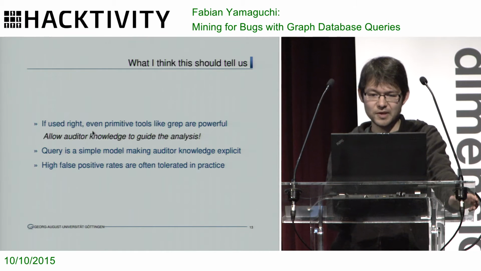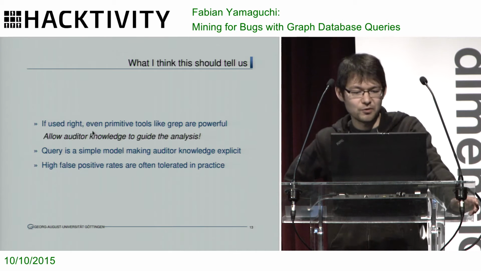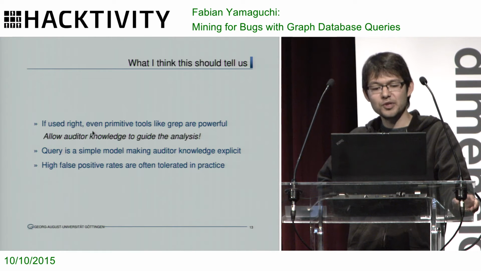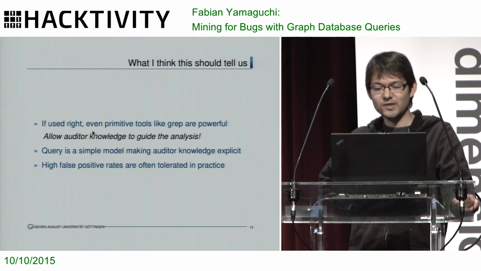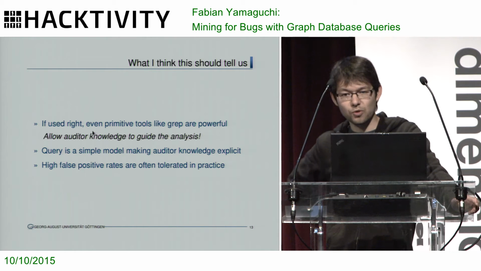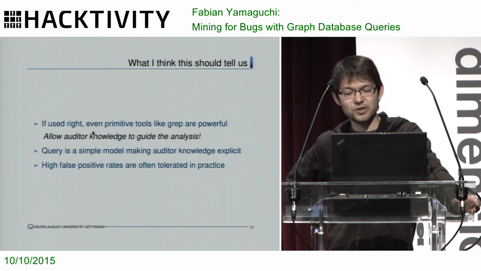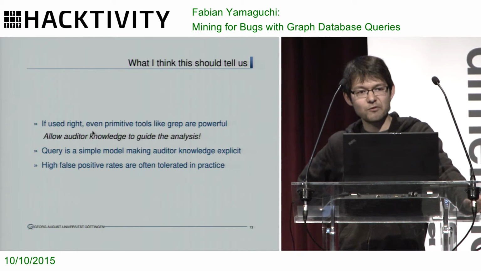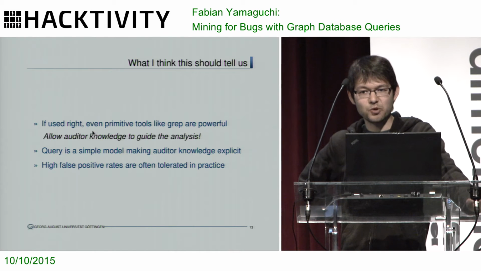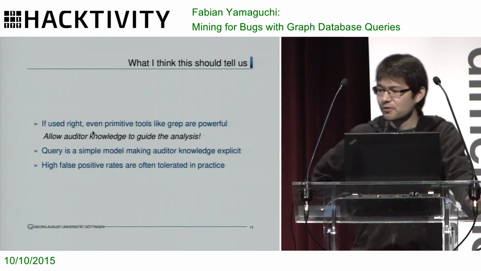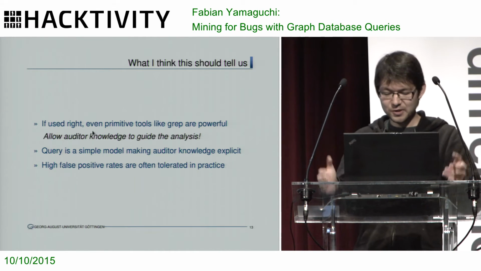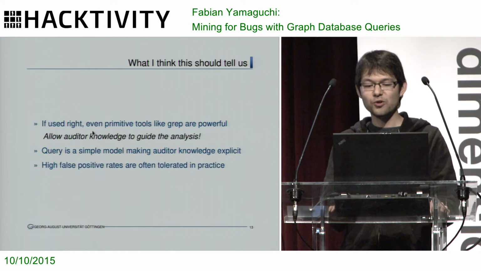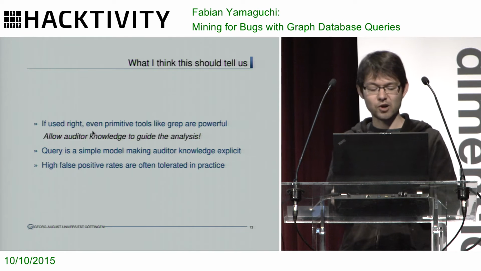And yeah, I think we can learn a lot from this. So first of all, even if you take something as primitive as grep, this can be a very powerful tool if you allow an analyst to actually guide the analysis. If you allow them to introduce some knowledge they have of how things break in this particular language, in this particular programming environment. Another interesting part is when you think of this grep query, it encodes domain knowledge. So you can think of it as a model of a bug.